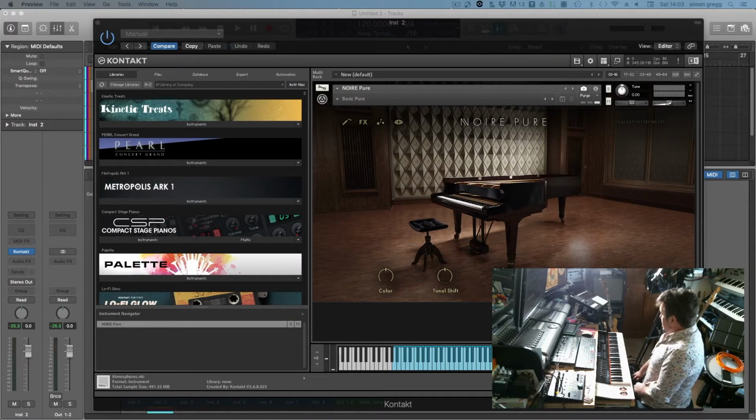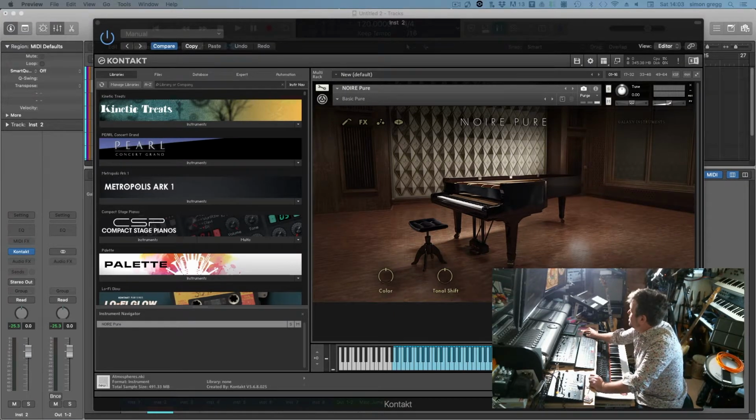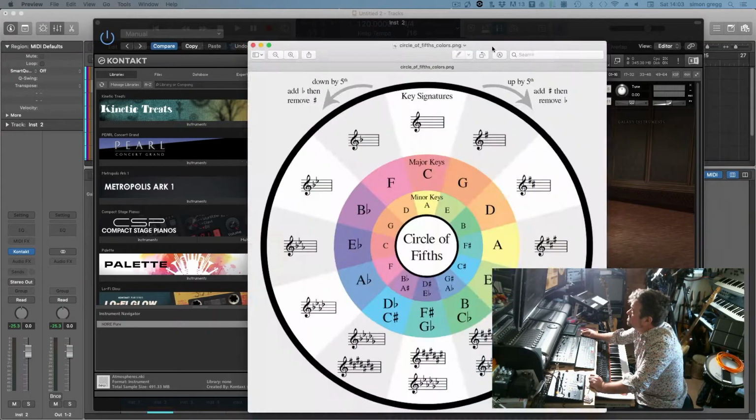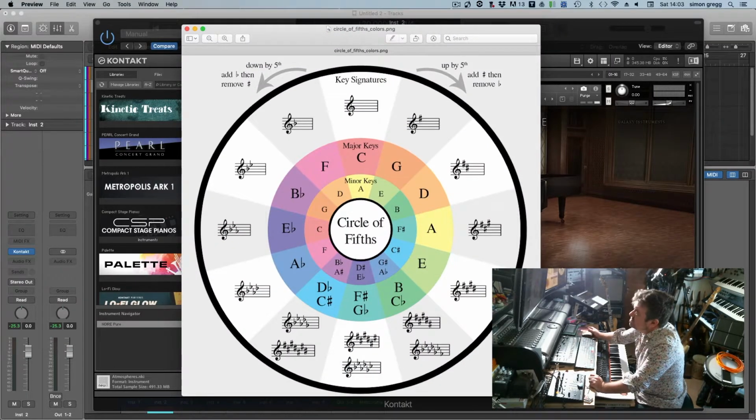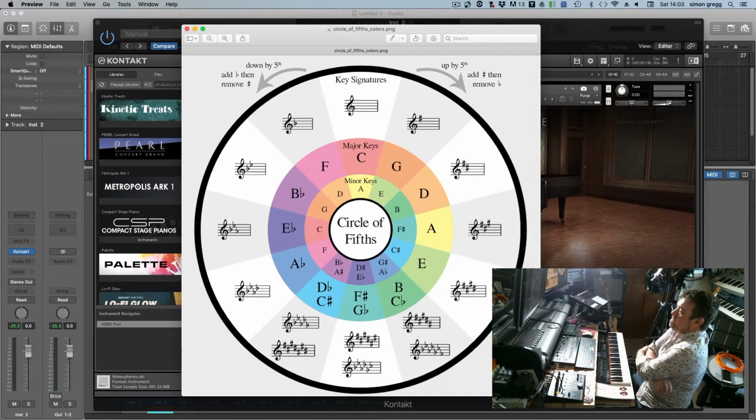Now that's all very well, but whatever key we're in, surely we don't want to have to count everything out in that way. And this is where the circle of fifths comes in. So, let's take a look. Here is a circle of fifths diagram. Now this is a very, very easy way of remembering what notes belong to what major or minor scale.